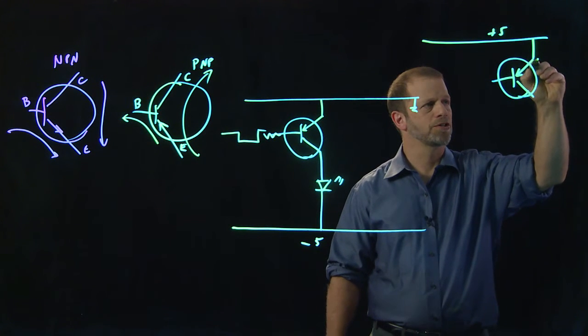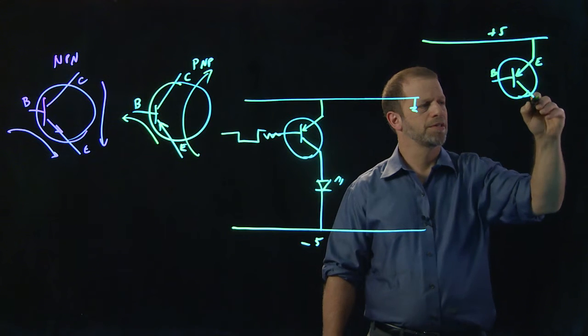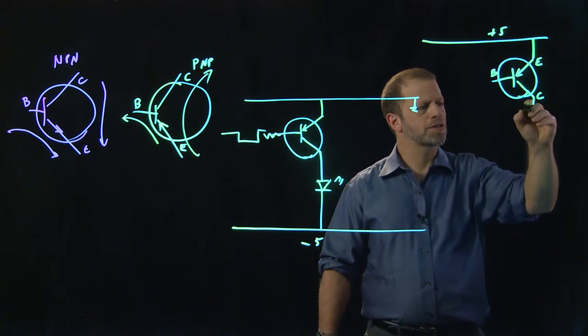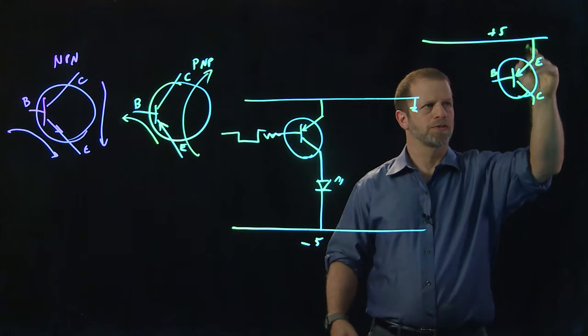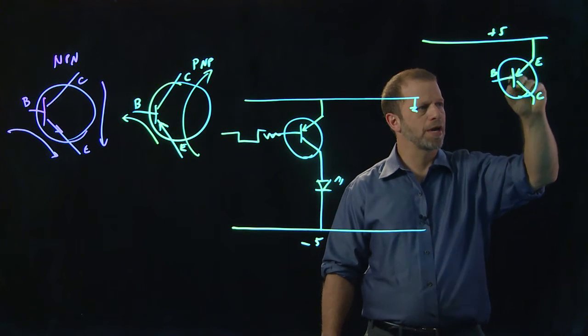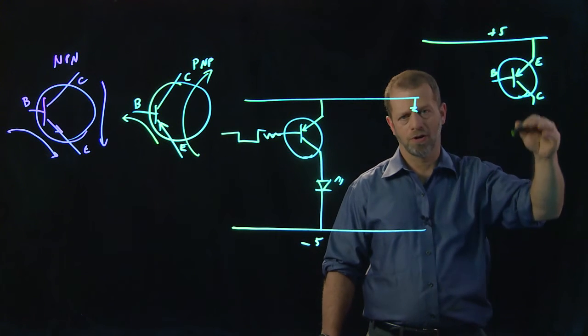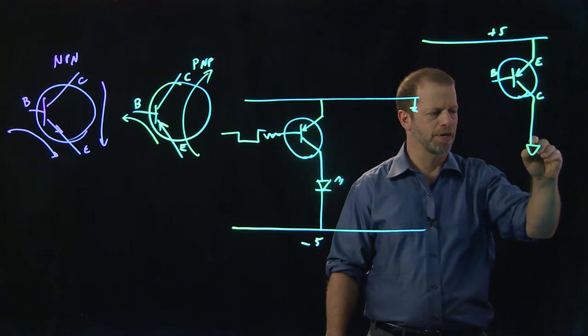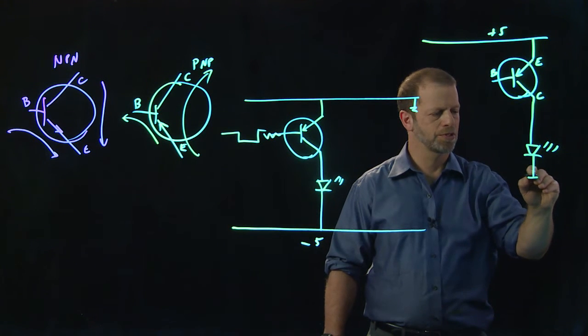Notice the arrowhead direction. That's the emitter, that's the base, that's the collector. And it is correctly polarized, right? Because we're going to expect a small base current to give rise to a larger collector current. So the directions make sense. And we're still going to have this thing illuminate an LED for us.